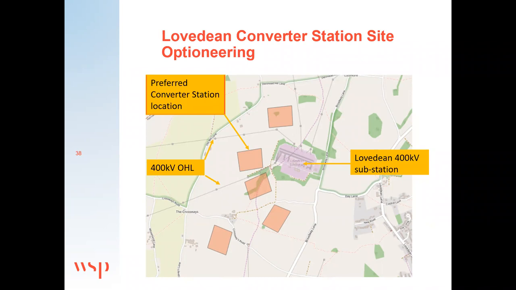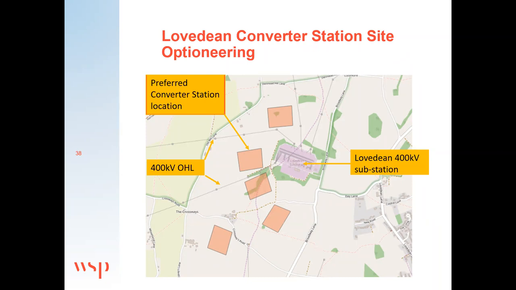So we focused on sites around Loveden station itself, looking in this particular case at 5 different options. Some relatively close to habitation, others sandwiched between 400 kV transmission lines. And around this site is the South Downs National Park. So we were conscious that we were very close to a national park. But the final site we chose was here, just almost due west of Loveden station itself.